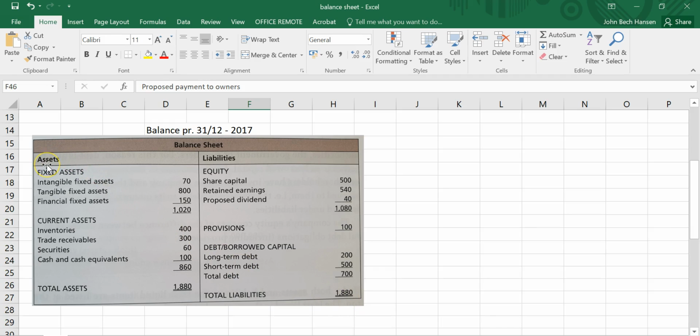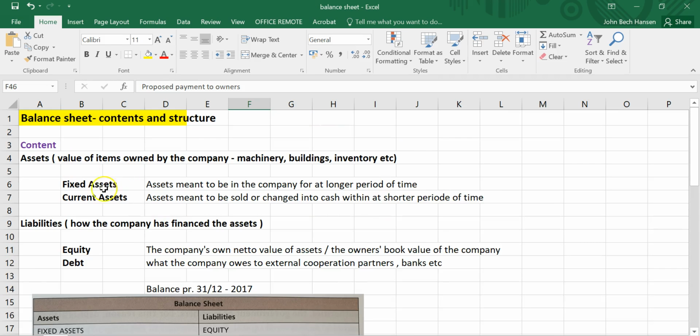Looking at the values in the company, it could be many things. We divide them into two groups, fixed assets and current assets. Fixed assets, as we write up here, are assets meant to be in the company for a longer period of time. That's the foundation of the company. So those assets, those values will not go out of the company.